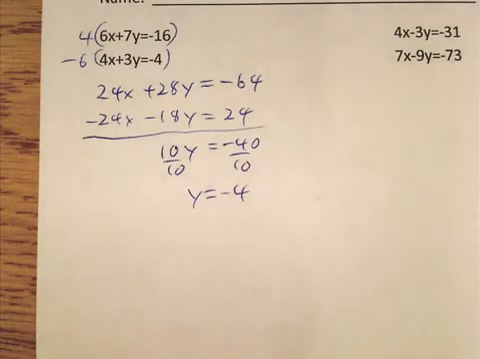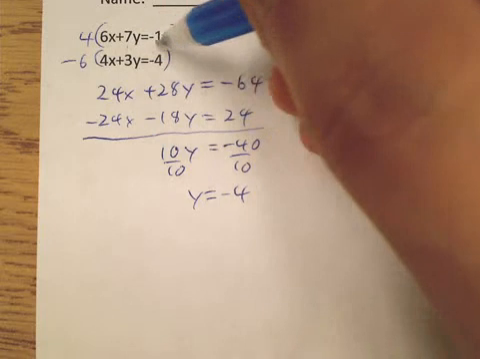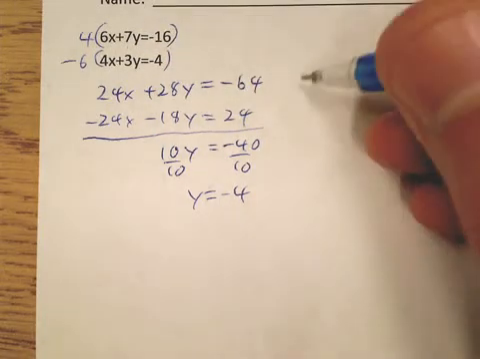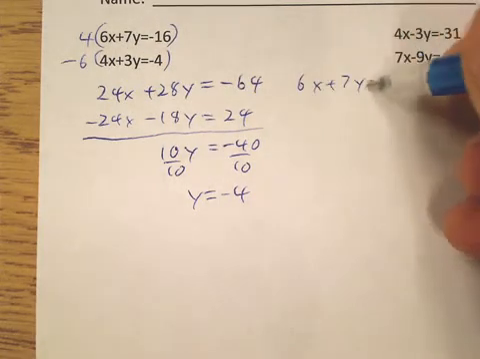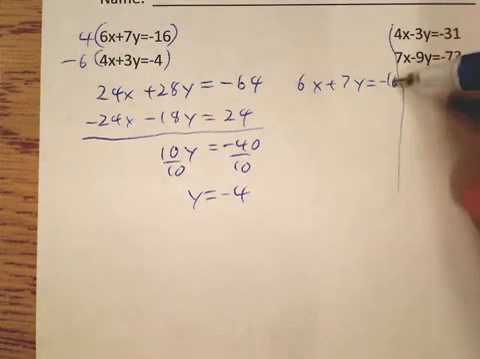Okay, well, I know what y is. Now I need to know what the other variable is. So what I'm going to do is look at this first line: 6x plus 7y equals negative 17. I'm sorry, negative 16. I almost went on to my next problem there. Shame on me.